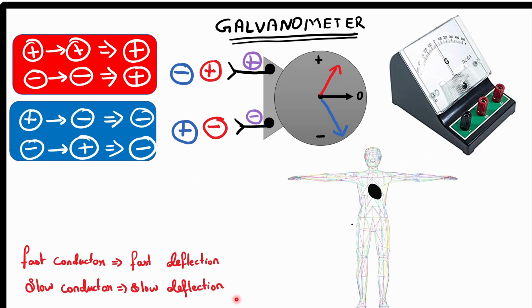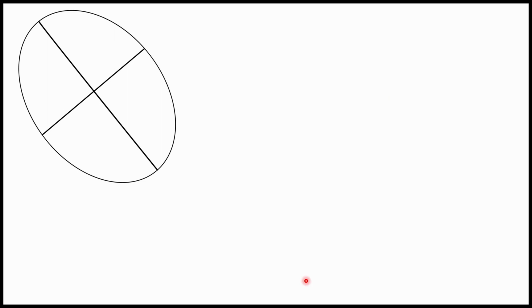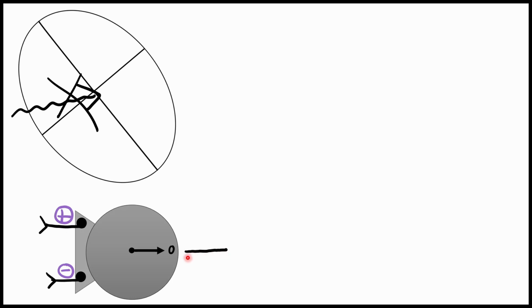Let's see what happens if we connect the negative end to the right hand and the positive end to the left leg. When there is no electrical activity, there is no passage of current. So no deflection in galvanometer. So we see an isoelectric line.